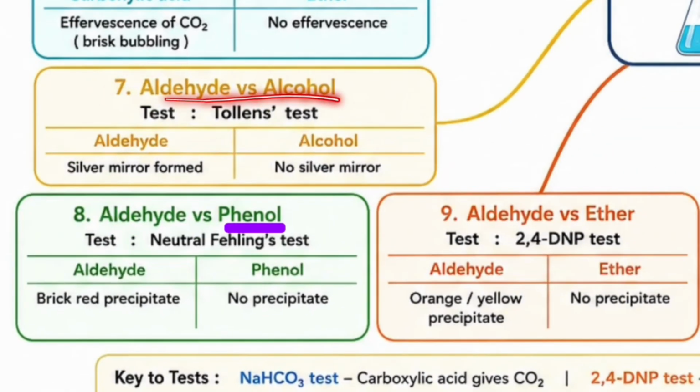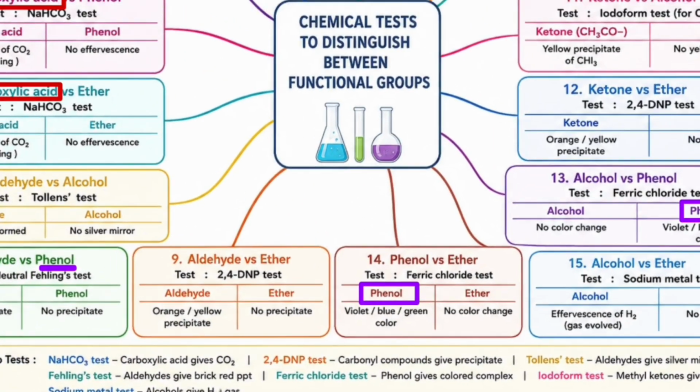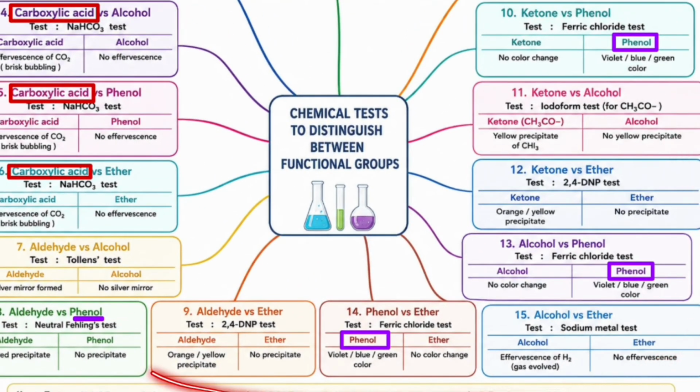And the remaining ones: aldehyde versus alcohol, the test is Tollens' test, or simply the silver mirror test, right? In case of aldehyde, a silver mirror is formed. Alcohol, no silver mirror is formed. So from all these which I have mentioned, there's only one silver mirror test or Tollens' test mentioned. Is there anyone else mentioned? No. So it clearly means it's the one which separates aldehyde from alcohol. We can differentiate between them easily.